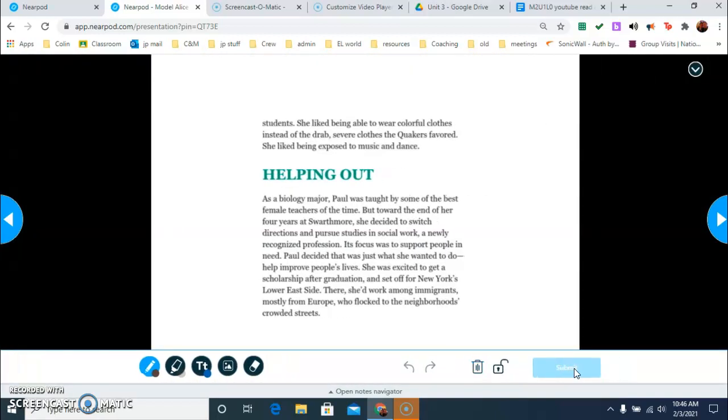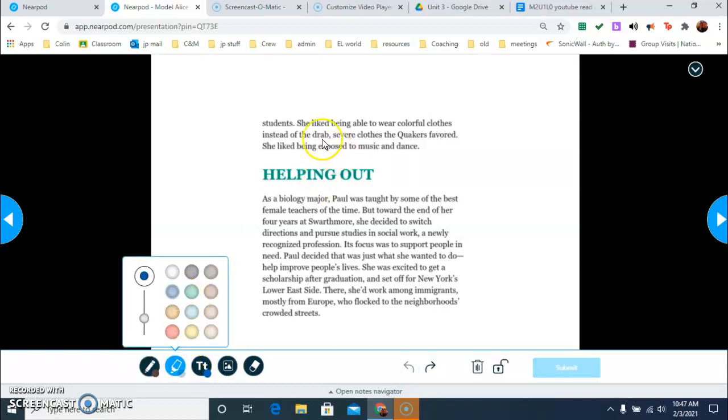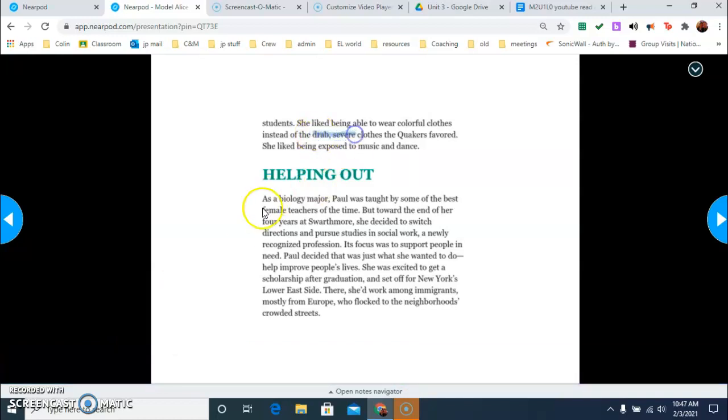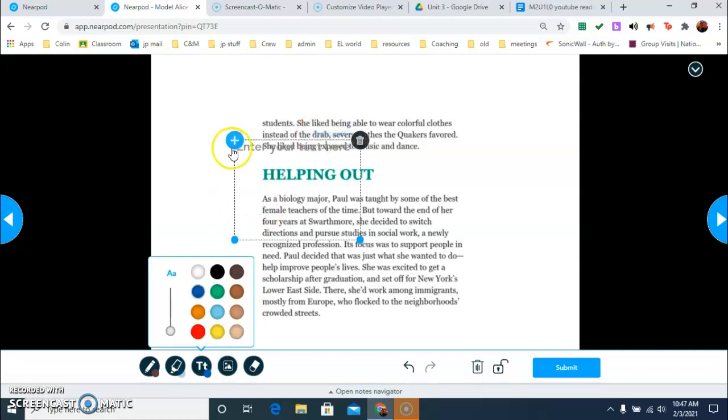Of her fellow students, she liked being able to wear colorful clothes instead of the drab, meaning like not that decorated. Drab, severe, whoops, wrong one. Clothes the Quakers favored. So, like a lot of kids here, she's kind of enjoying going to college and having some new freedoms and new perspectives.